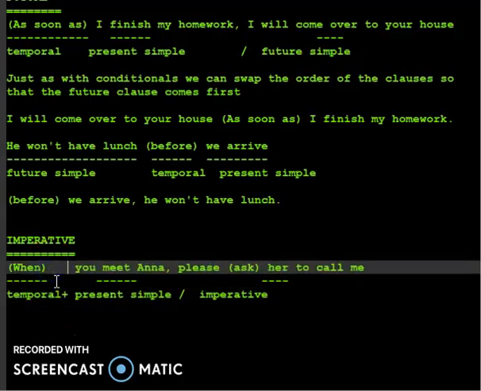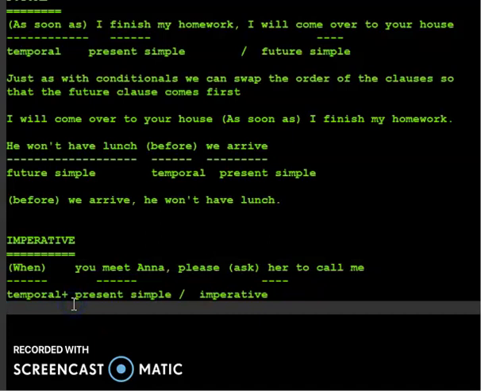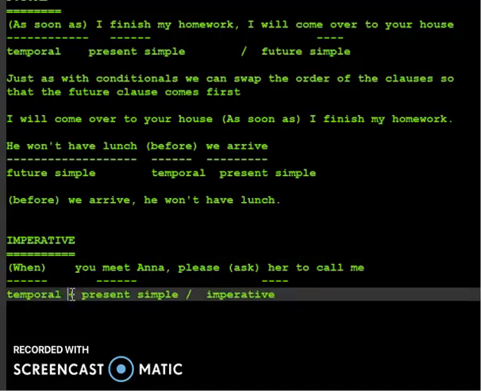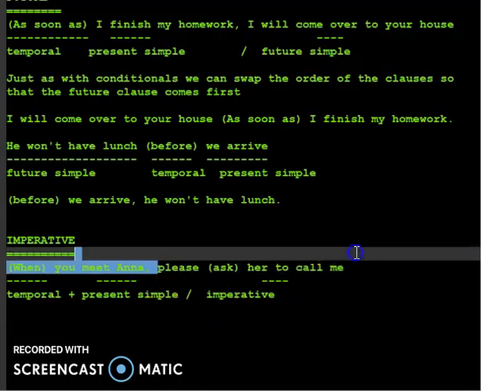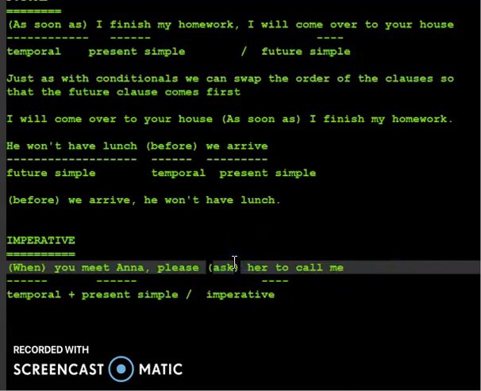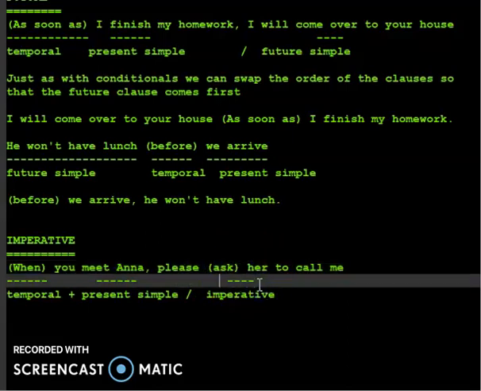So temporal is followed by present simple. When you meet Anna, and then the second clause uses imperative. Please ask her to call me. And here it is. There's the present simple, and there's the imperative. When you meet Anna, please ask her to call me.